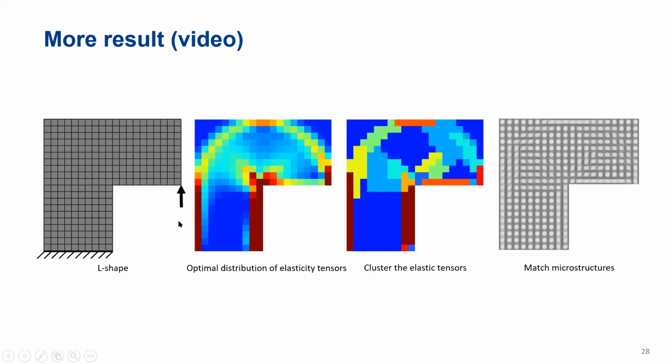At the end, I'd like to show another example of L-shape. We get the optimal material distribution from FMO, cluster the elastic tensors, and embed a microstructure with connectivity control in video.